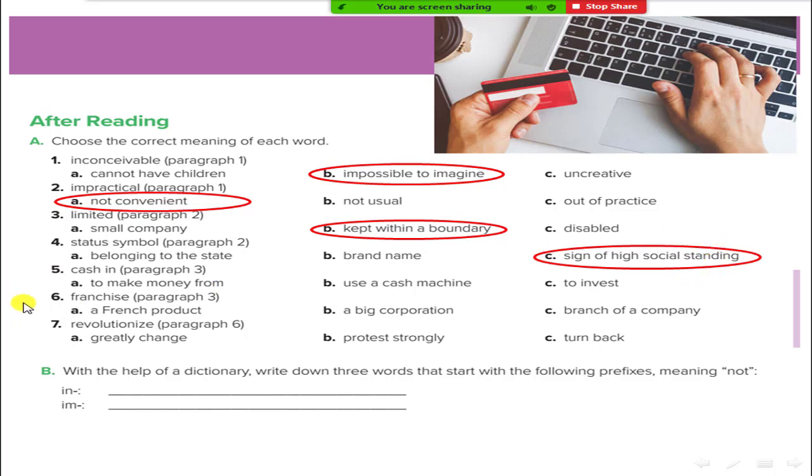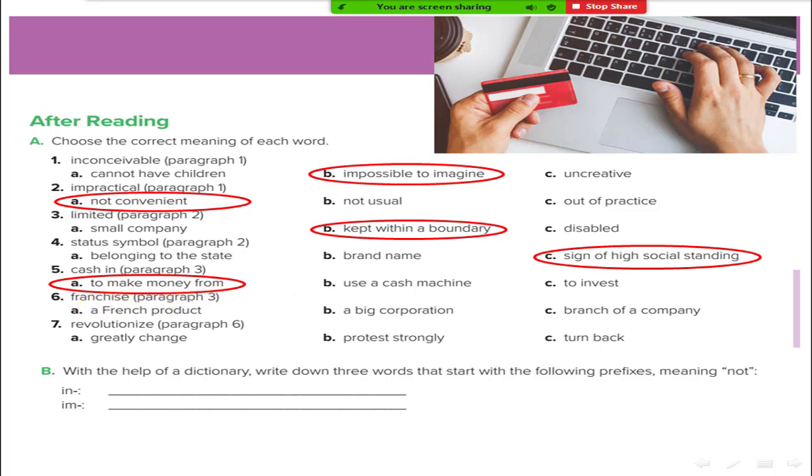And number 5, cash in, in paragraph 3. Okay, Abdullah Suwaida. Cash in means to make money from. Yeah, to make money from. Thank you, Abdullah.